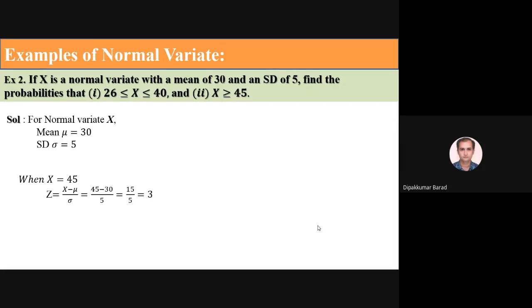So here you get z equal to 3. It means you have to find the probability of z greater than or equal to 3. Nancy gets 0.0013.